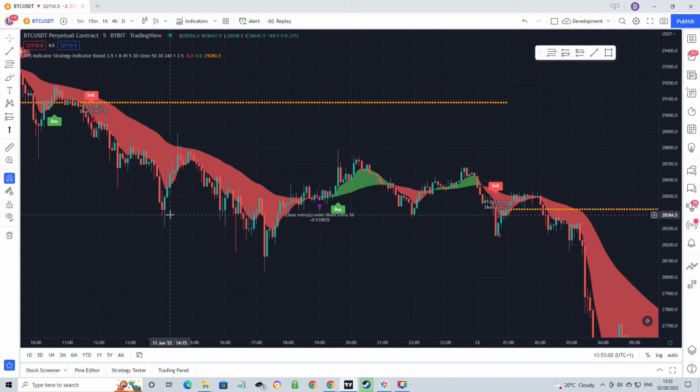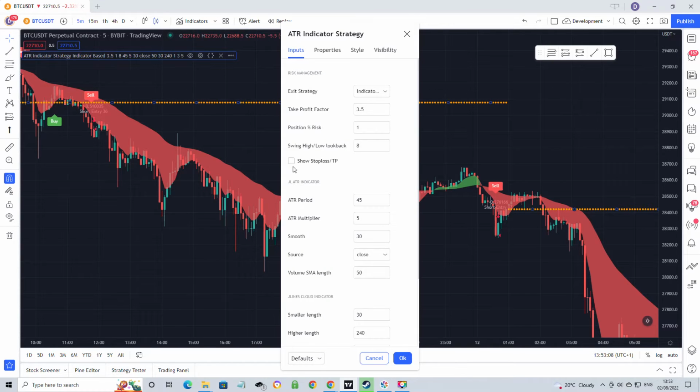I've actually coded two different exit strategies for this, either a set take profit, in which case the take profit would be a factor of the stop loss. So in this case it'd be 3.5 times the stop loss, which would have been here, and that would have successfully hit that take profit on this candle here.